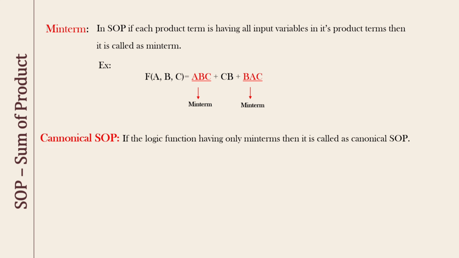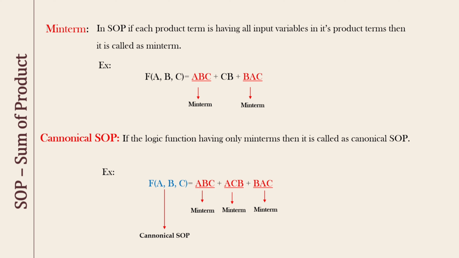The next definition is about the canonical SOP. The logical function of SOP is called canonical SOP only when all the product terms are minterms. Here we have the example f(a, b, c) = abc + acb + bac. Here all three product terms are minterms because they have all the variables inside the function. So in that case, the entire function f(a, b, c) is called canonical SOP.